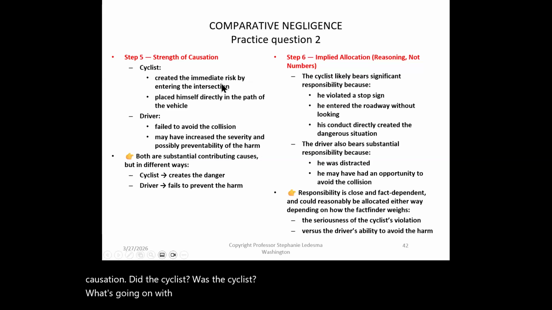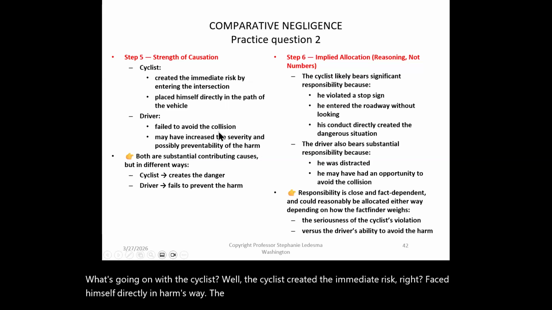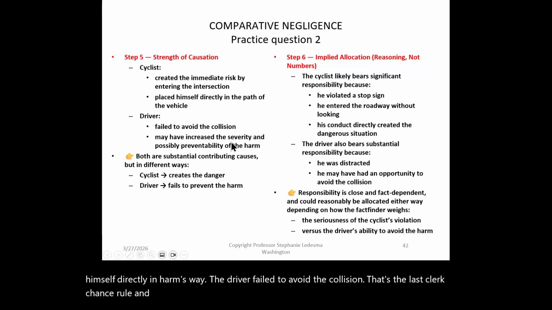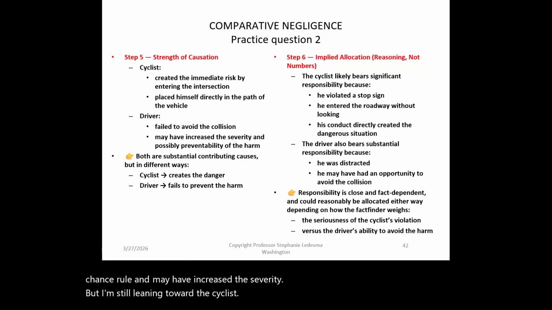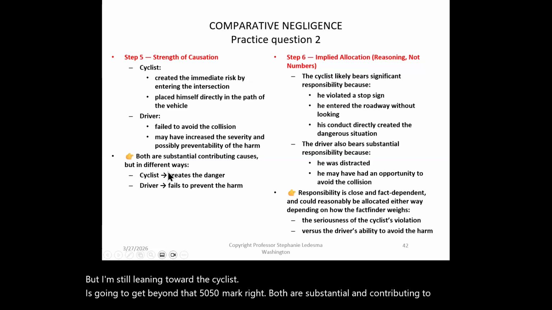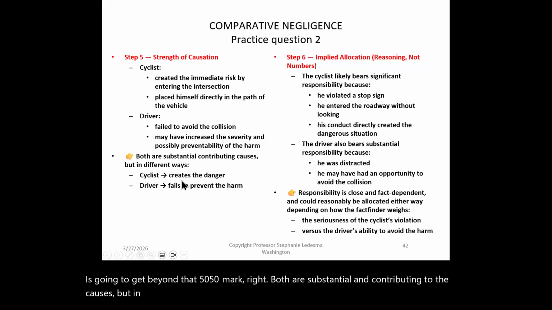Well, the cyclist created the immediate risk, right? Placed himself directly in harm's way. The driver failed to avoid the collision. That's the last clear chance rule. And may have increased the severity. But I'm still leaning toward the cyclist is going to get beyond that 50-50 mark, right? Both are substantial in contributing to the causes, but in different ways. The cyclist here is really the direct cause.